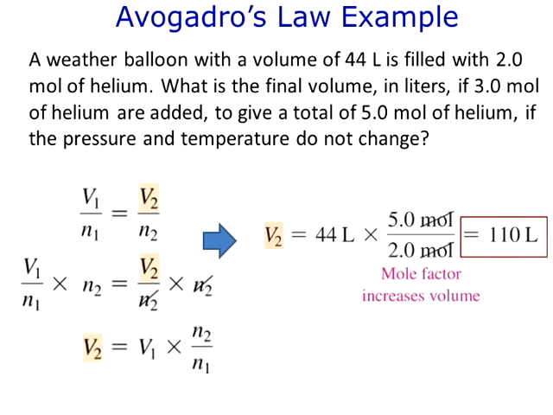So, let's work a problem. A weather balloon with a volume of 44 liters is filled with 2 moles of helium. So I see my volume and I see my moles. So I've noted already with a V1 and an N1. What is the final volume in liters if 3 moles of helium are added to give a total of 5 moles of helium if the pressure and temperature do not change? Pressure and temperature do not change. I ignore them in any calculations that I must do, and I simply mark up the variables in the problem.